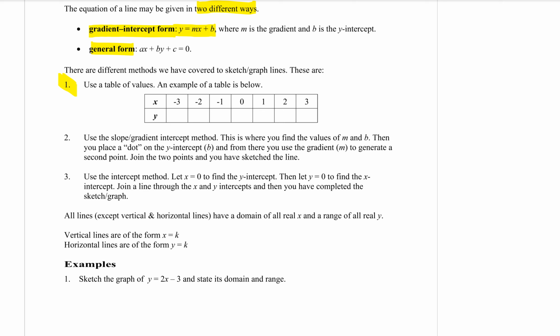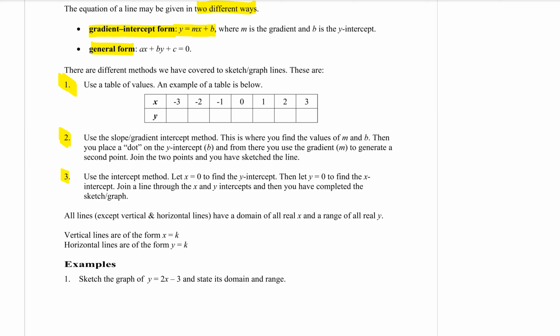The second method here is to sketch using the gradient intercept method. So if your equation is in the form y equals mx plus b, you find the y-intercept first and you put that on your graph, and then you know the gradient, which gives you a rise and a run to do from that point, from your y-intercept. Okay, so that's the second method.